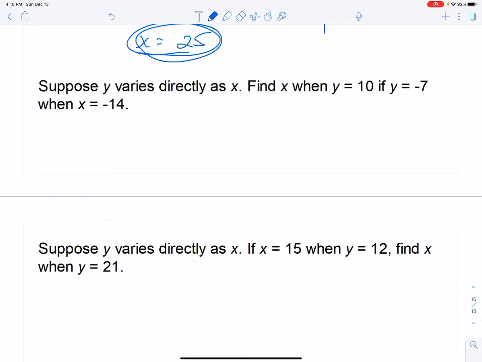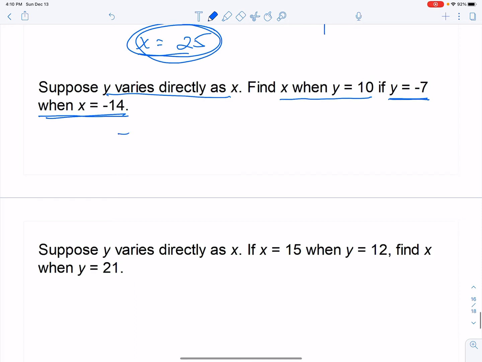It says, suppose y varies directly as x. So there's that phrase again. So find x when y is equal to 10. So there's one ratio. If y is equal to negative 7 when x is equal to negative 14. So we look for the one where I know both values, both x and y. And so this one I know the x and the y on the second value. So I'm going to put it as negative 7 over negative 14 equals, so again that was y over x. So I'm going to do the other ratio the same exact way. Y is 10 and x is the unknown. That's what I don't know.